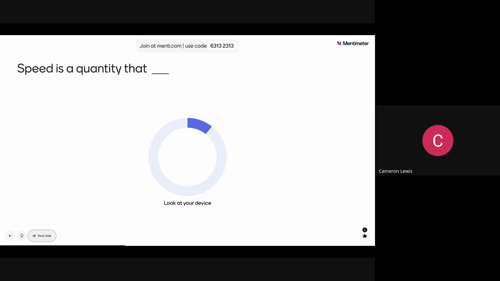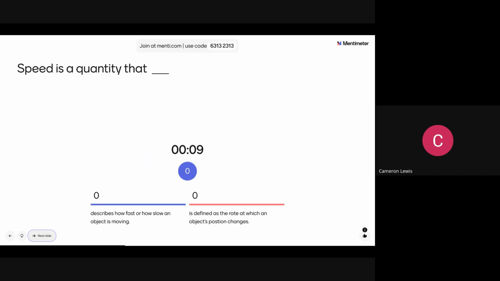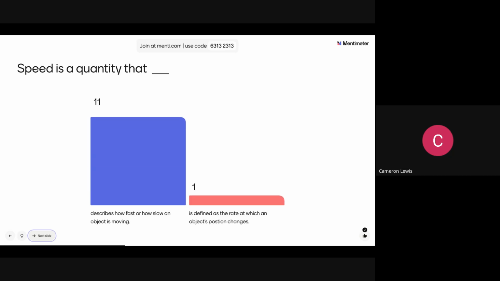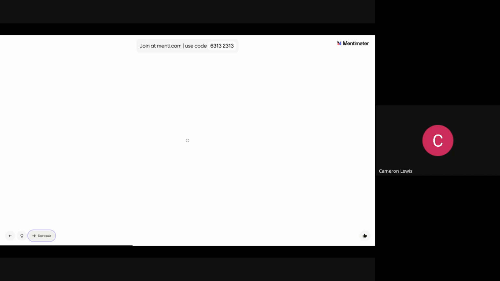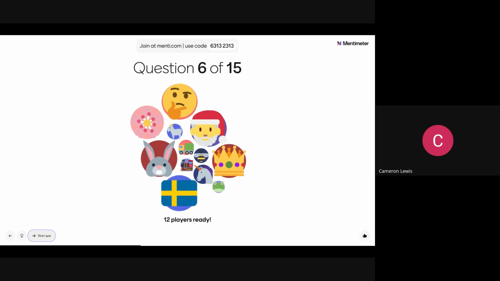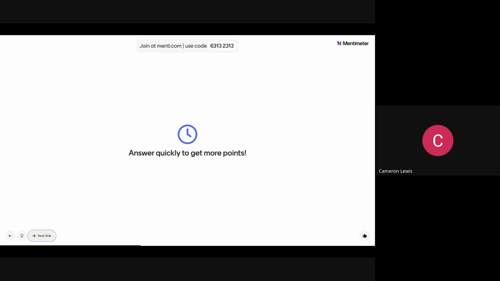Speed is a quantity that describes how fast or slow an object is moving, or is defined as the rate at which an object's position changes. It's 100%, good. So we're talking about how fast or slow an object is moving, more so looking at the scalar, the magnitude.